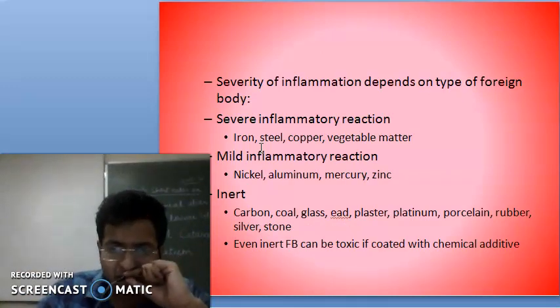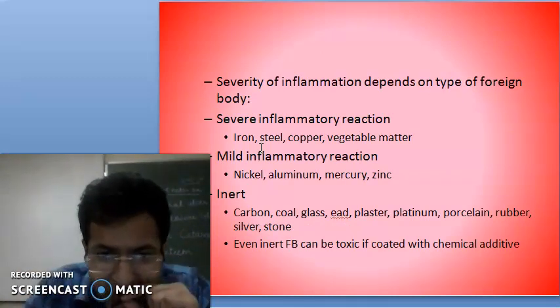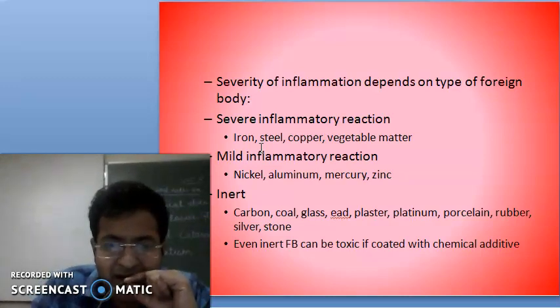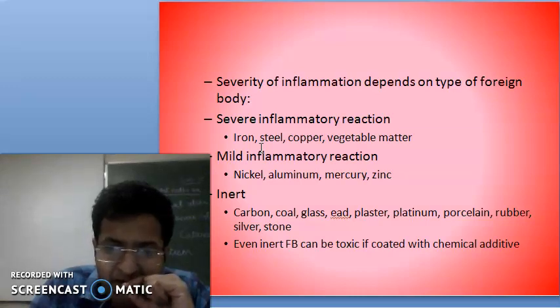Severity of inflammation depends on the type of the foreign bodies. There is a severe inflammatory reaction which can result in endophthalmitis in cases of iron, steel, copper, or any vegetable matter. There is a mild inflammatory reaction in cases of nickel, aluminium, mercury, or zinc.